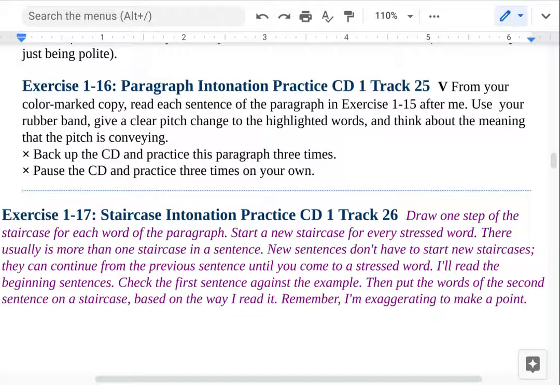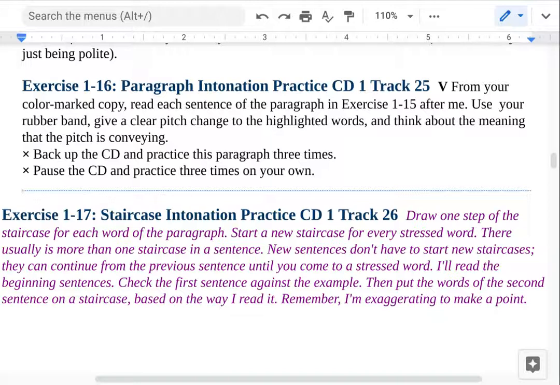Exercise 117, Staircase Intonation Practice. Draw one step of the staircase for each word of the paragraph. Start a new staircase for every stressed word. There usually is more than one staircase in a sentence. New sentences don't have to start new staircases. They can continue from the previous sentence until you come to a stressed word.